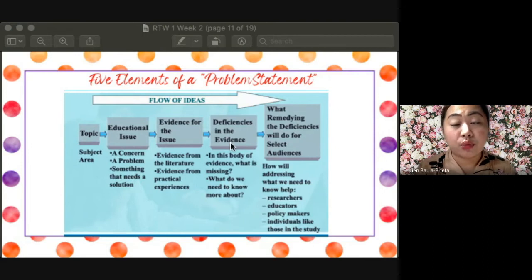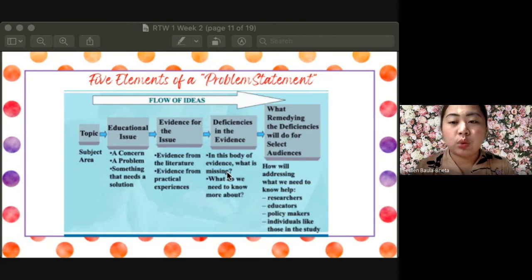Why you need to identify deficiencies? So what is missing? You have already identified what is known, and you need to know what there is to know about. What is the missing piece? Because that missing piece, that is the thing that you need to do in your research. That is the thing that you need to contribute to the known body of knowledge. What are you remedying for? Of course, the deficiencies. You don't do research and do the same thing all over again.